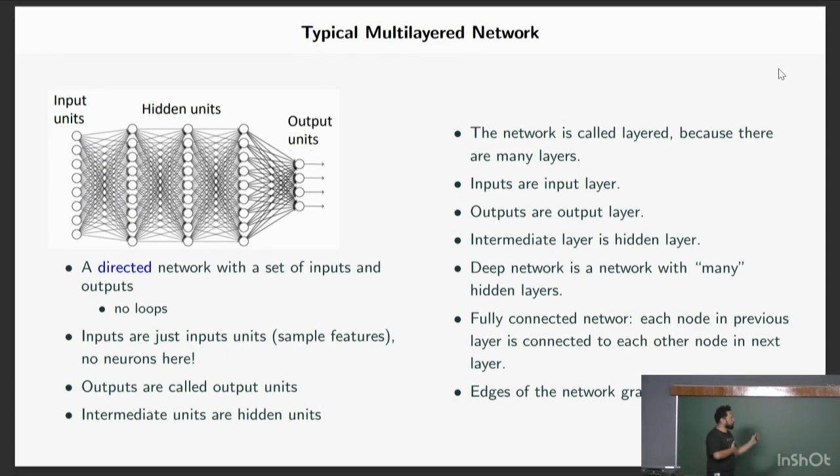There are architectures with feedback loops, and we can see them that way, but for the moment you see them as a directed network. There are no loops in a basic deep neural network. It's a directed network.